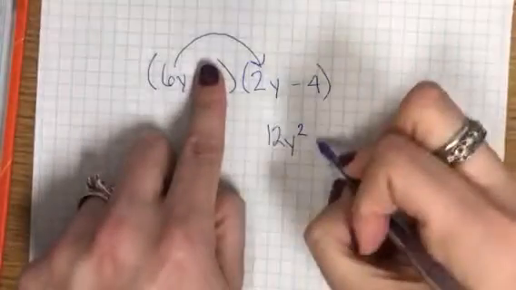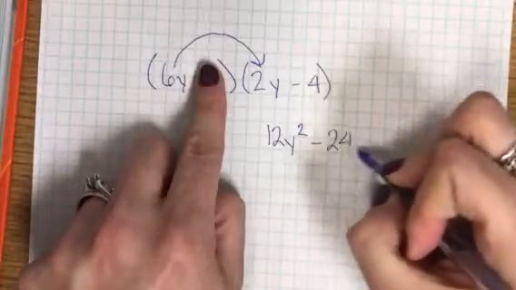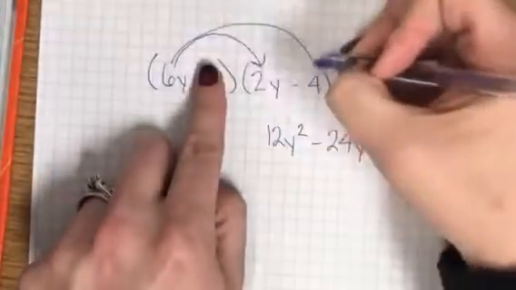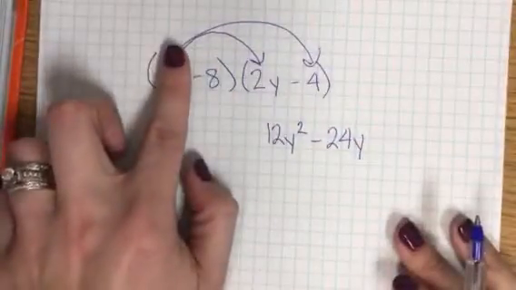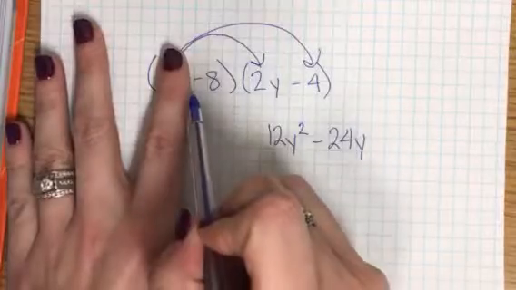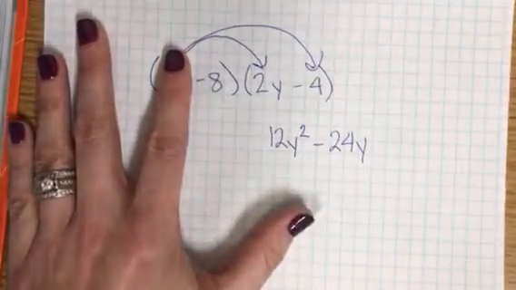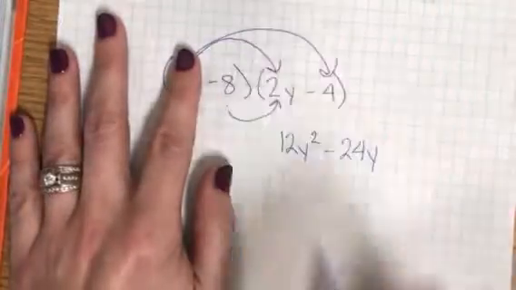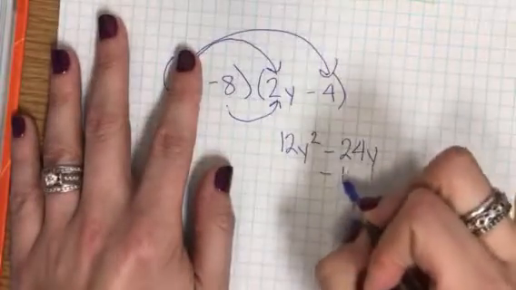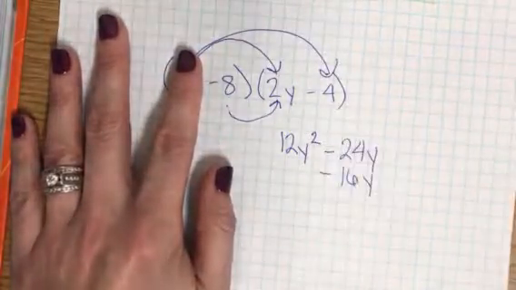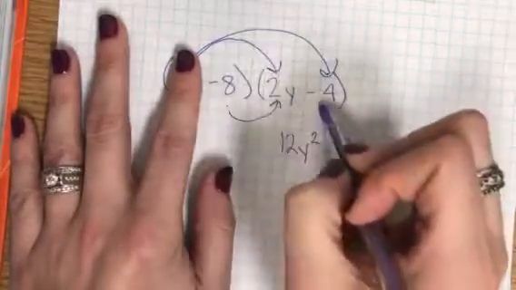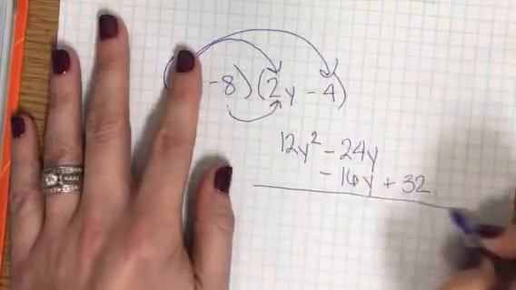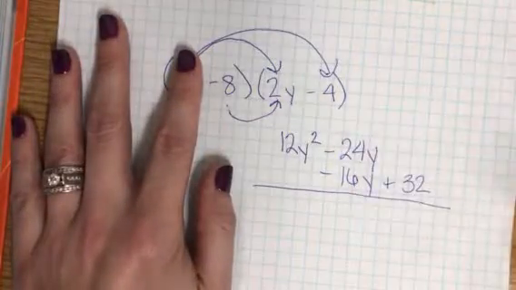6y times a negative 4 will give me a negative 24y. Okay, so now that I've distributed that 6y to both terms, I'm going to switch. This is subtracting 8, so this is a negative 8 that I need to distribute. So a negative 8 times a 2y will give me a negative 16y. And a negative 8 and a negative 4 will give me a positive 32.